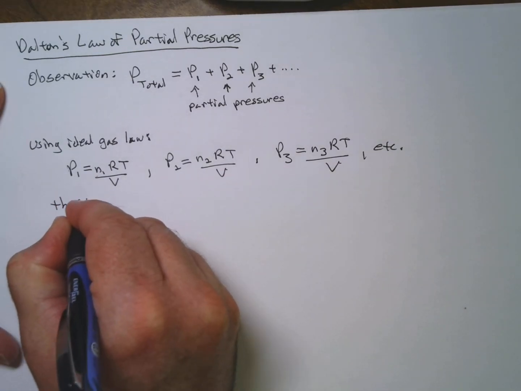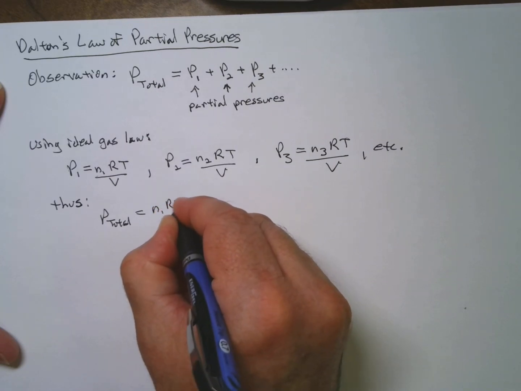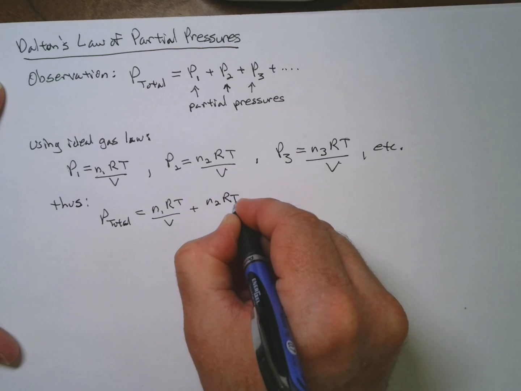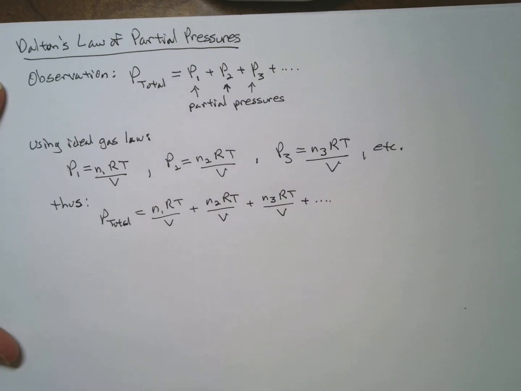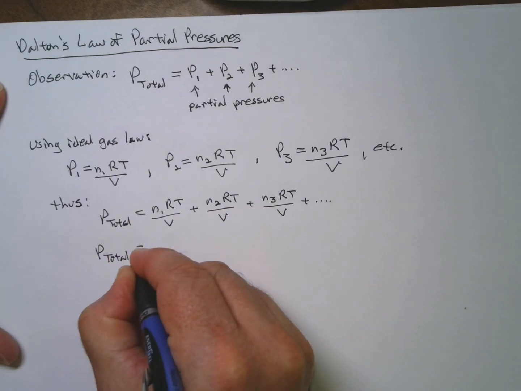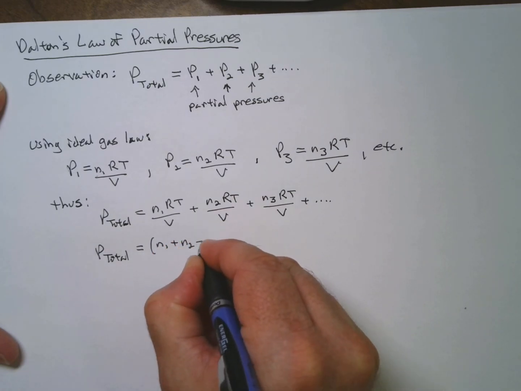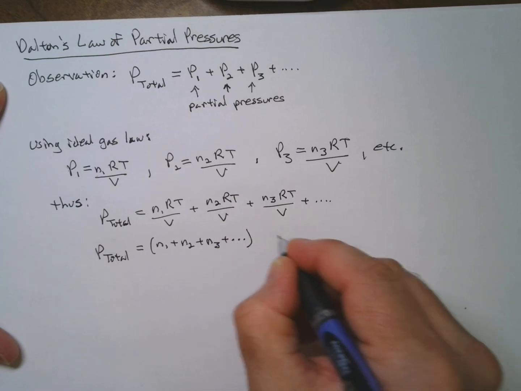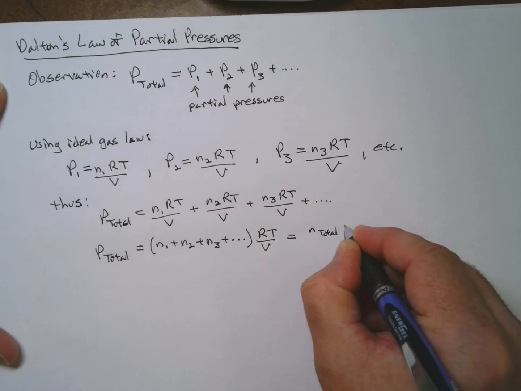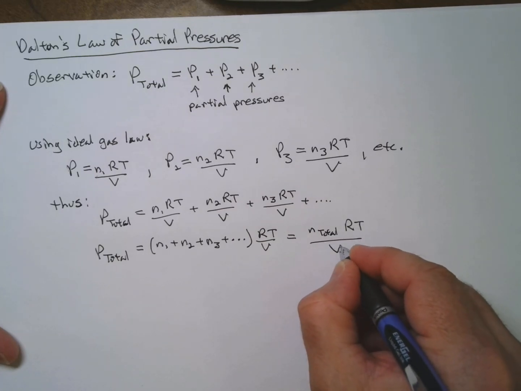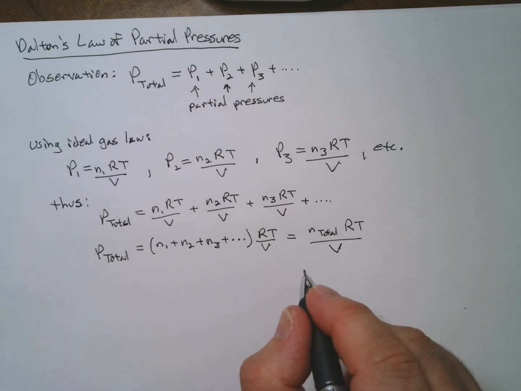So, if we look at our total pressure, it equals n1RT over V plus n2RT over V plus n3RT over V plus etc. Or the total pressure equals, I'm going to factor out my RT over V, so I'll be left with n1 plus n2 plus n3 times RT over V, which just equals n total RT over V. So what this is saying is that the total number of moles of gas particles is important, not the identity or composition of the gas particles.